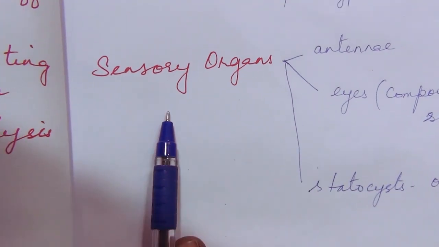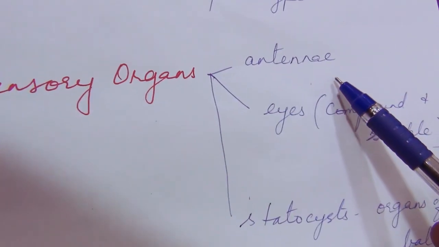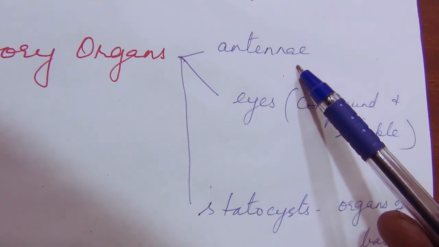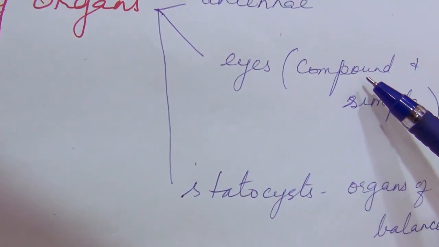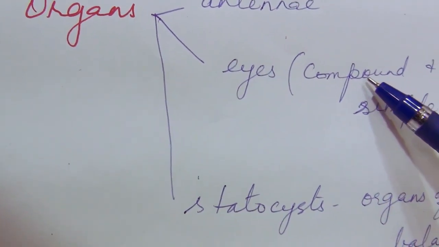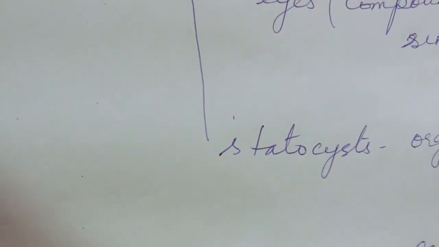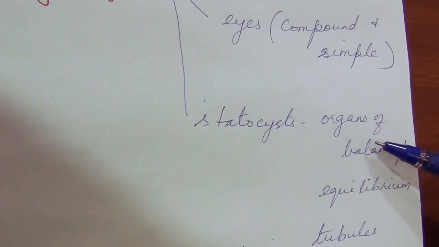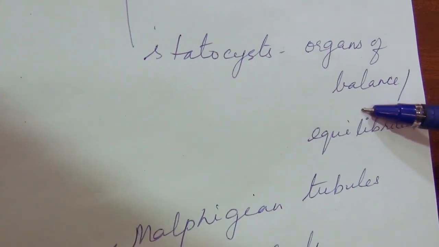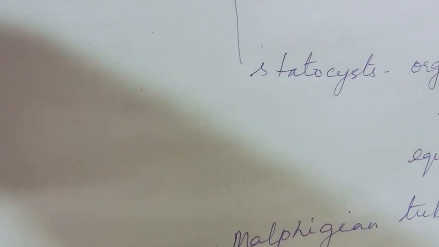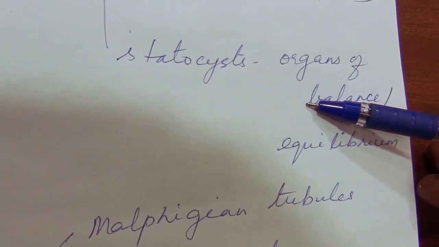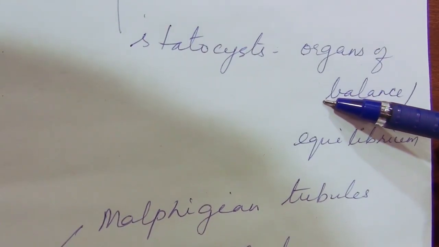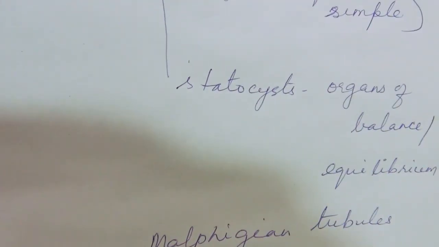And coming to the sensory organs, they are antennae. Just now we have seen different types of antennae, isn't it? So antennae, eyes, compound eyes, simple eyes, both can be present, or either can be present. And statocyst, it is called an organ of balance, and they are used for the equilibrium. Children, what do we have in our body for organ of equilibrium? What? Ear is an organ of equilibrium, isn't it? So for arthropods, statocyst is the organ of equilibrium.